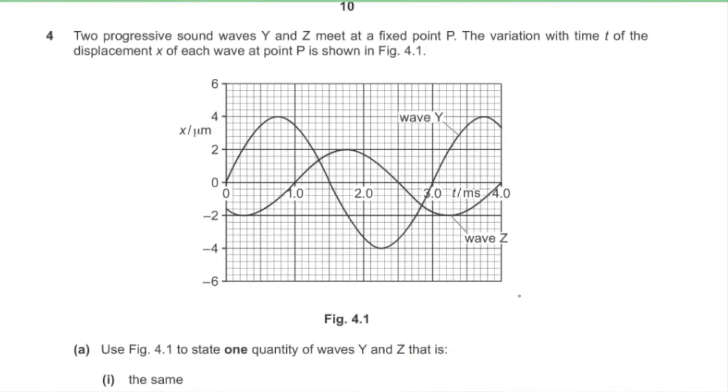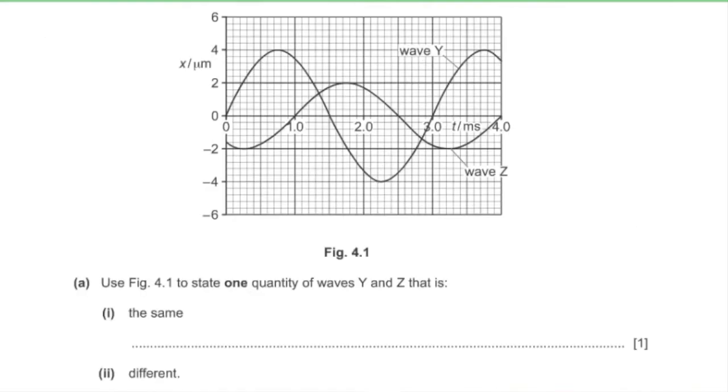Question number 4. Two progressive sound waves y and z meet at a fixed point P. The variation with time t of the displacement x of each wave at point P is shown in figure 4.1. Part A. Use figure 4.1 to state one quantity of waves y and z that is the same.